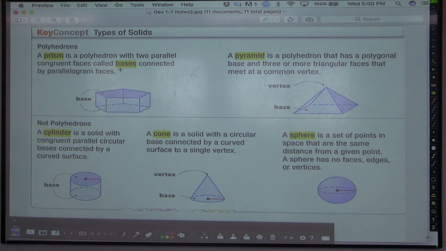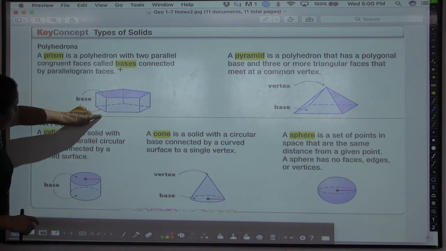So to continue with some of this terminology, we have another diagram here for you to write down all of this stuff. You might want to pause the video at this point and write all this down. But these are different types of solids, so I want to give you some of those. A prism is a polyhedron with two parallel congruent faces, and we call those parallel congruent faces bases. So you can see here, base on top, base on the bottom.